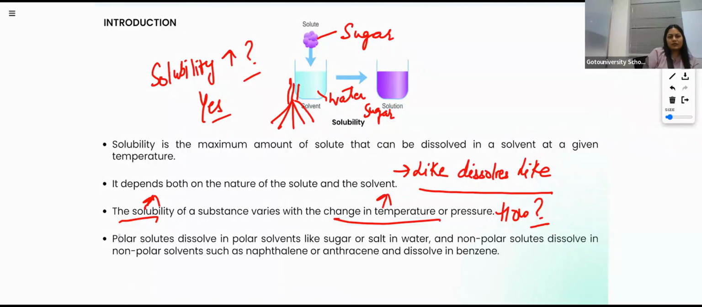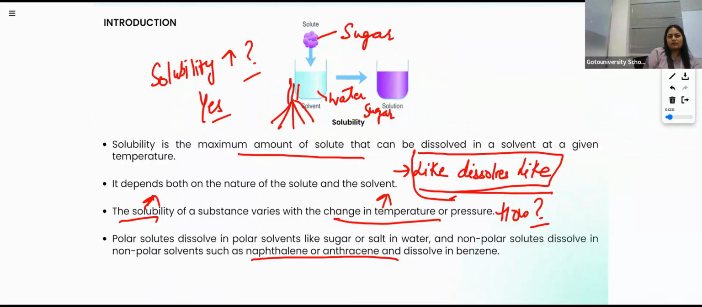So the last point is here as given. Polar solute dissolves in polar solvent like sugar and salt. Non-polar solutes such as naphthalene or anthracene are dissolved in non-polar solvent like benzene only. Okay, these cannot be dissolved in water. So it depends on the nature of the solute and the solvent that we are using. So here comes the concept of like dissolves like. So I hope you understood the concept of solubility. This is nothing but the maximum amount of solute that can be dissolved in a solvent.